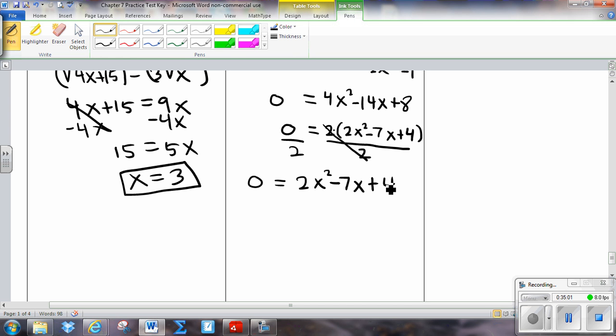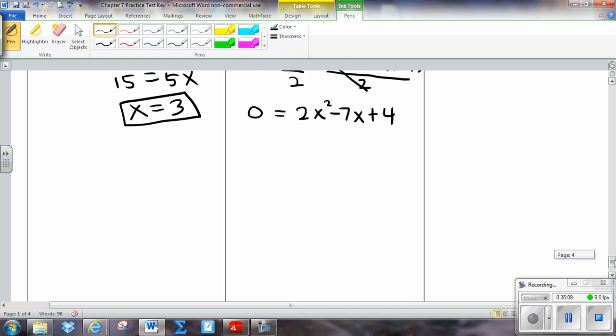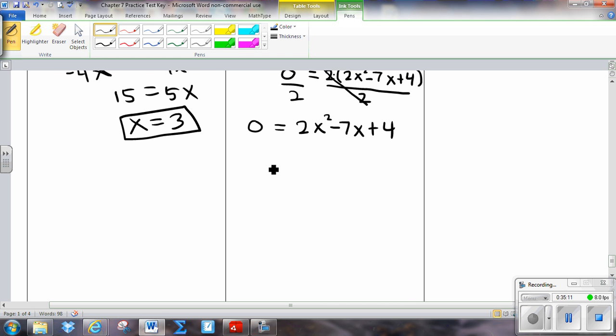So this is not factorable. So since I can't factor it, and this doesn't look like a nice, neat one for completing the square, let's go ahead and use the quadratic formula. X equals negative b, so that's going to be a positive 7 plus or minus the square root of negative 7 squared, which is a 49, minus 4ac, so that's 4 times 2 times 4, which is 32, all over 2a, so 2 times 2, which is a 4.